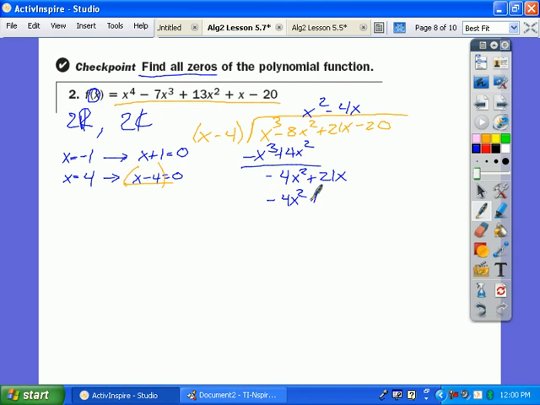Negative 4x times negative 4 is plus 16x. Subtraction changes the signs. So it gives us 5x minus 20. 5x divided by x is plus 5. And we should get no remainder back. And you'll see that we do. We get 0 for a remainder.